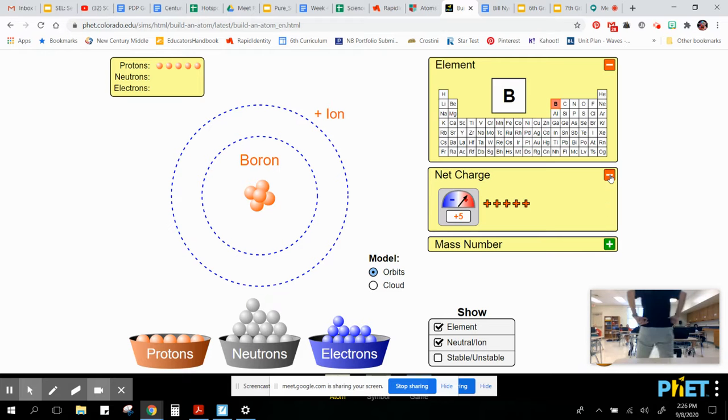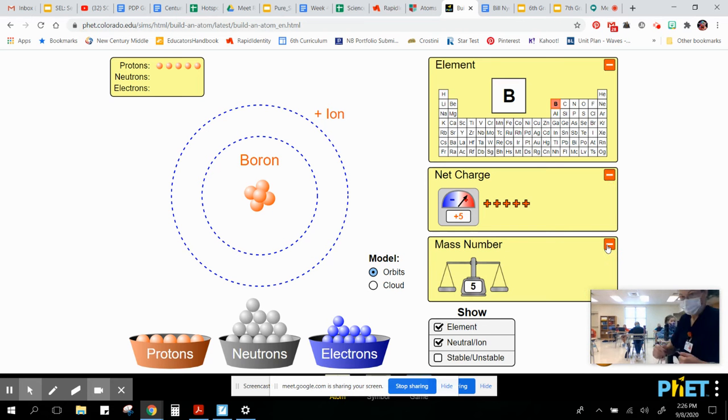Okay? Now, I can click this, and it tells me the charge of the atom. If I click this, it tells me the mass. It's atomic mass, which is also 5. Okay? Now, the atomic mass is the number of protons plus neutrons. So watch what happens when I add a neutron into the nucleus. The atomic mass went up to 6. If I add another one, guess what it's going to go up to? 7. And again, it goes up to 8. And then 9. And then 10.